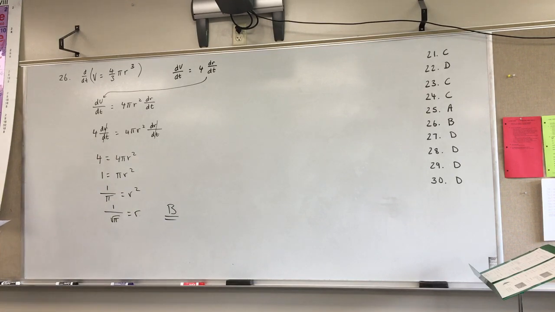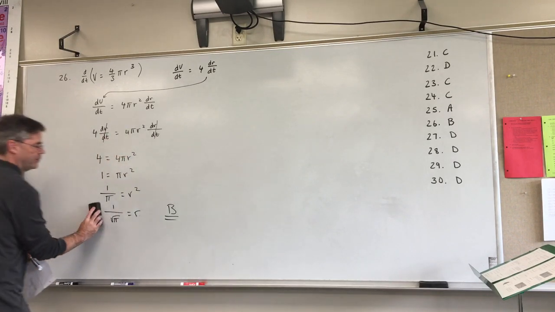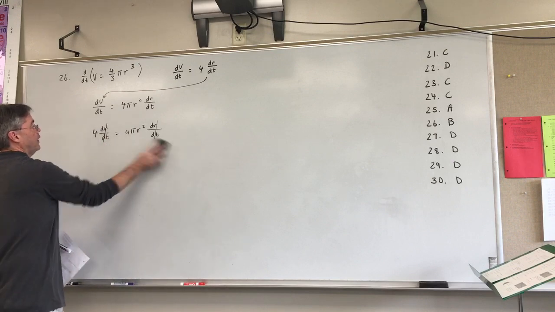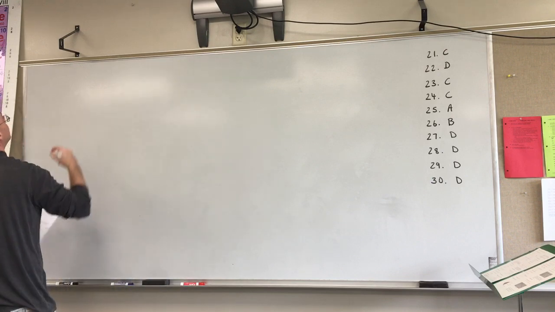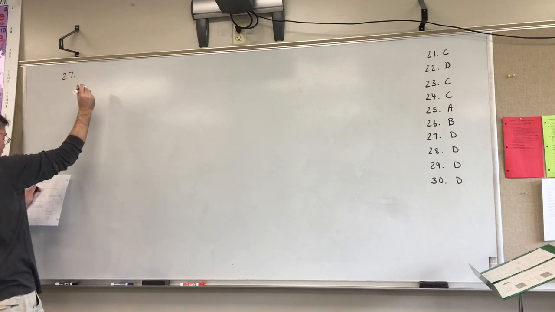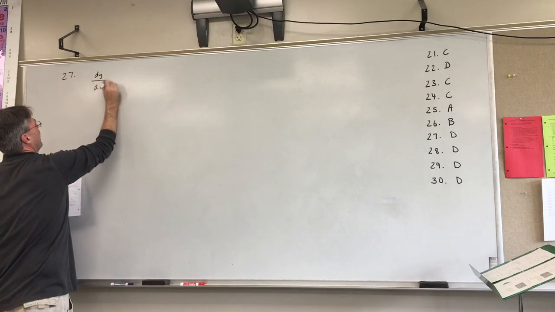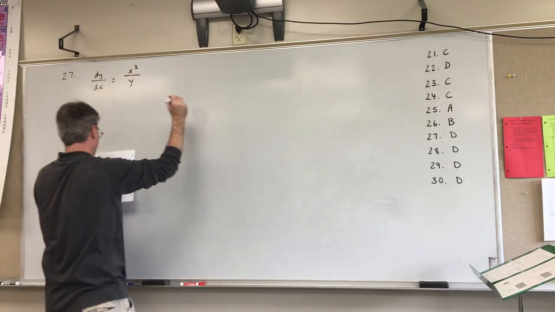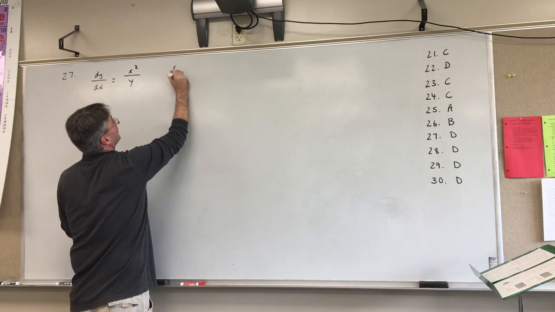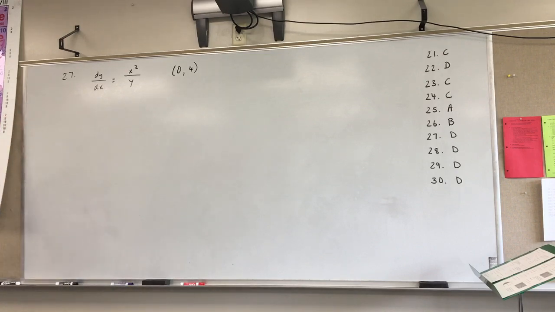Okay, 27. 27 is a classic differential equation problem. Okay, we have dy/dx is equal to x squared over y. And our initial condition, when x is 0, y is 4. So we'll have to plug those numbers in to get our constant. All right, it just wants to know what's the differential equation.